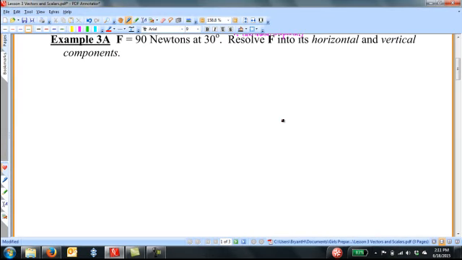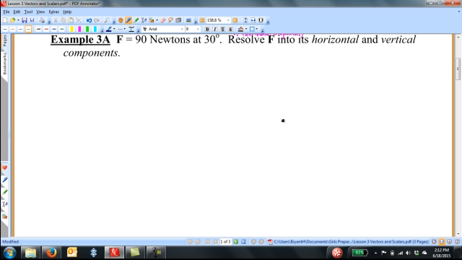Here's the first example, example 3a. Vector F equals 90 newtons at 30 degrees. Resolve vector F into its horizontal and vertical components. The first thing I want to do is to represent this vector graphically. So I want to use a ruler and a protractor to construct this vector, which is going to be the hypotenuse of a right triangle. And then I'm going to use trig functions to figure out what the horizontal and vertical components are.